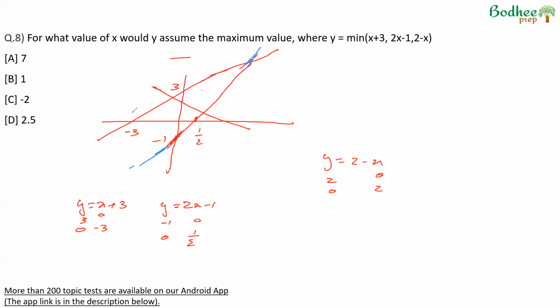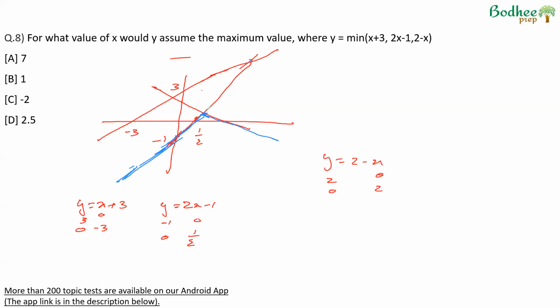Always this line will be less than this line. For example, if you put x is equal to 0, this is 3, this is 2, this is minus 1. x is equal to minus 5, this is 2, this will be minus 11. Out of these three lines, you see, this is always the minimum till this point. After this point, this line becomes the minimum value. So the blue line will be the curve for y, not this part.